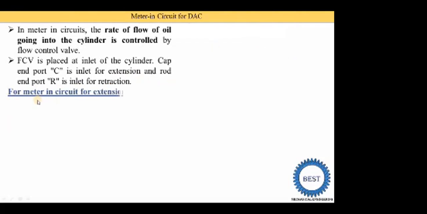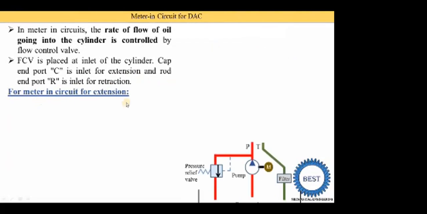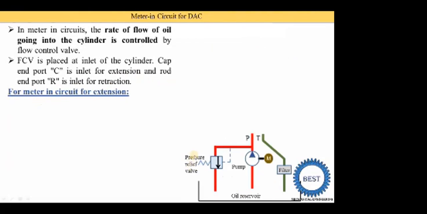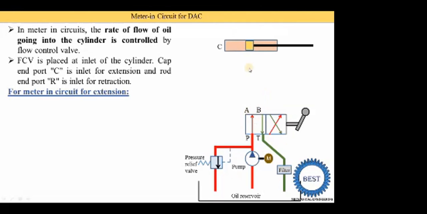First we understand the meter in circuit for extension. Here you see we have drawn the hydraulic circuit. These are the basic components: oil reservoir, pump. From the outlet of the pump, oil is supplied to the directional control valve. Here you see that we use a 4x2 directional control valve. This is 4 port and 2 squares, and 2 squares means 2 positions, so it is called a 4x2 directional control valve. Pressure relief valve, this is the return line. In a 4x2 directional control valve, there are 4 ports: port A, port B, port P, and port T. This is the double acting cylinder.